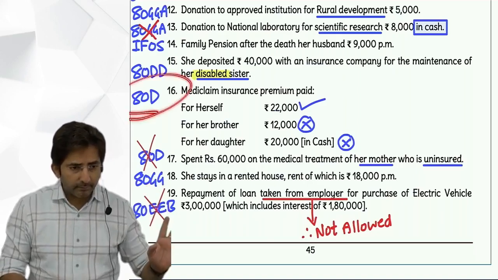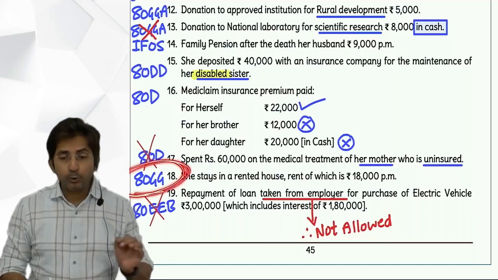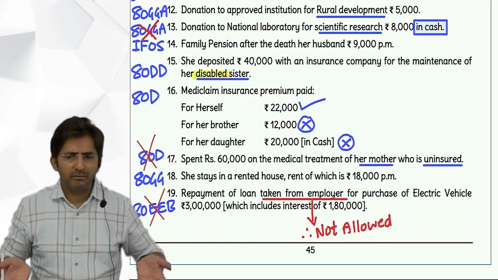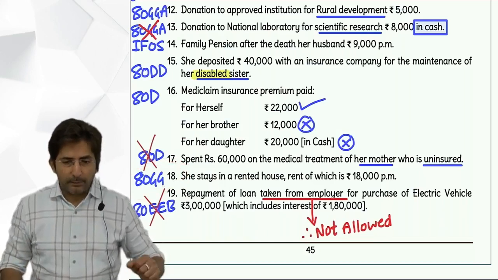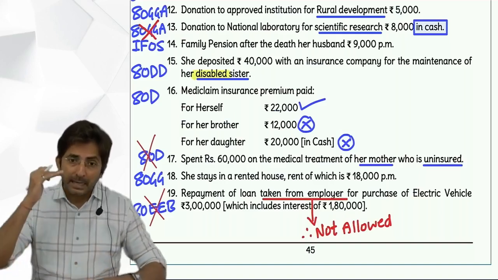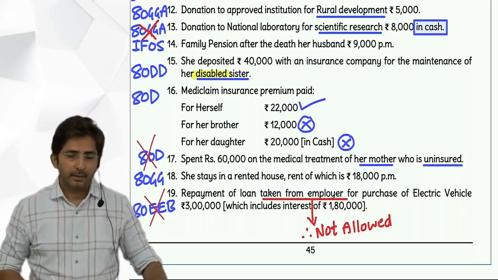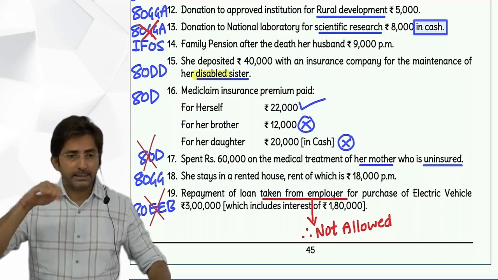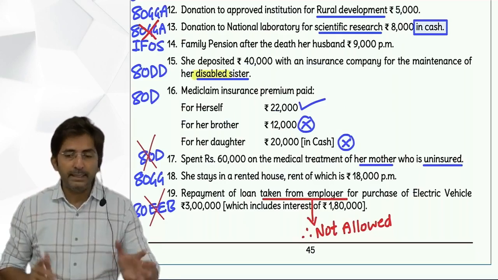80D is done. Then 80GG. 80GG you should take always at the end. But we are at the end only now. Everything is over. So now tell me, when everything is over and only 80GG is left, the answer is called adjusted GTI. At this stage, the answer which you get is called adjusted GTI.